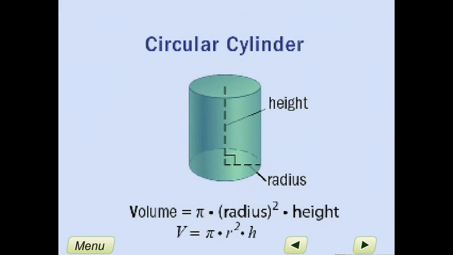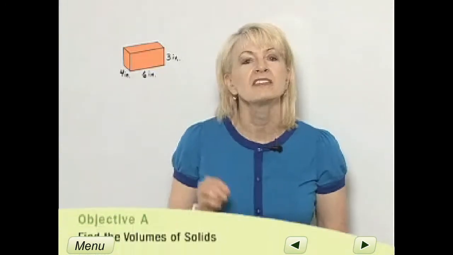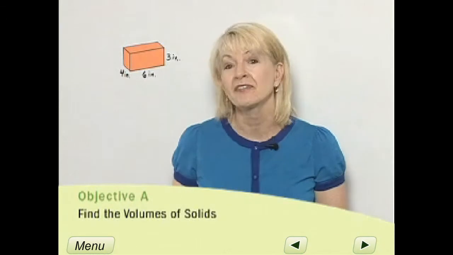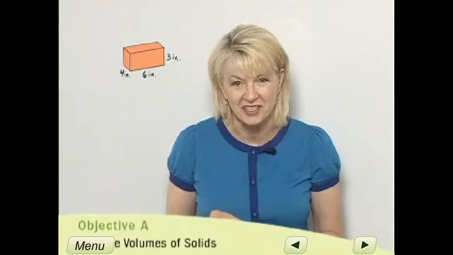A circular cylinder has a radius and a height. During this segment, we will talk about volume. Volume is the measure of the space of a region. And do not forget that volume is measured in cubic units. So we'll do some examples, but first let's review some volume formulas.